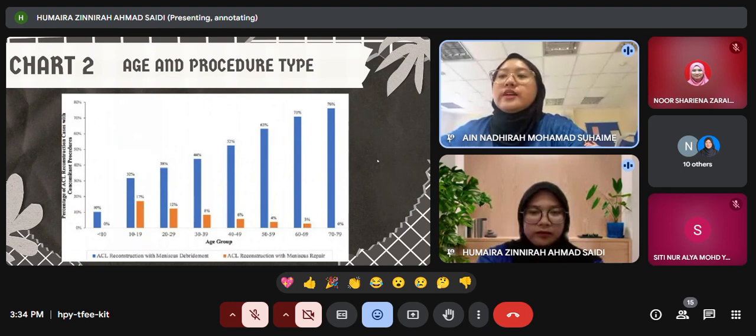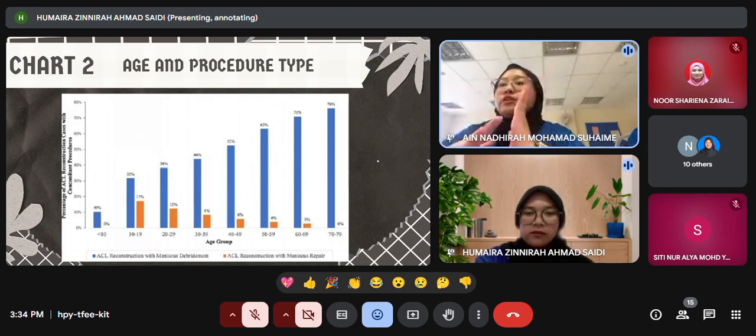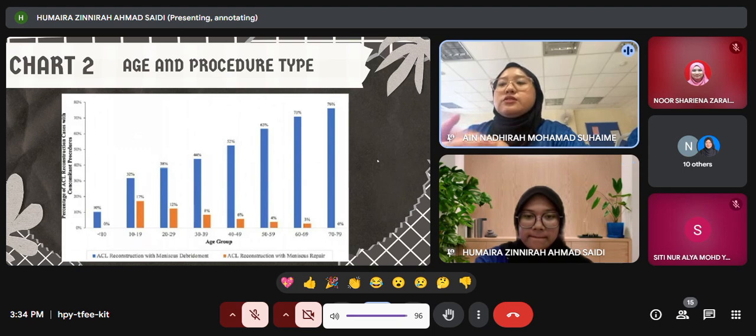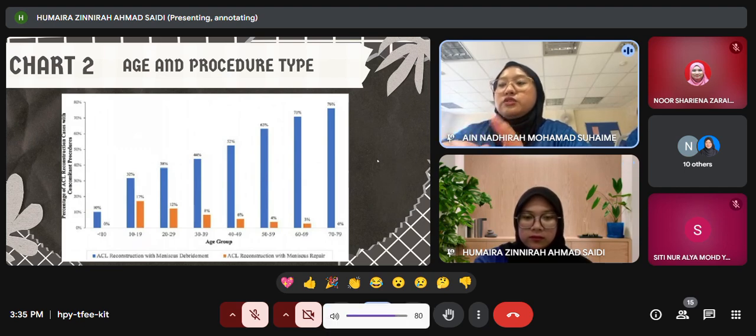Now let's move on to the second chart, which shows how the type of meniscal procedure during ACL reconstruction changes based on patient age. This data is obtained from the same study by Nicholas Sevelos and colleagues in 2021. The chart compares the use of meniscus debridement and meniscus repair across various age groups, from under 10 years old to the 70 to 79 age range. The blue bars represent meniscus debridement, while the orange bars represent meniscus repair.